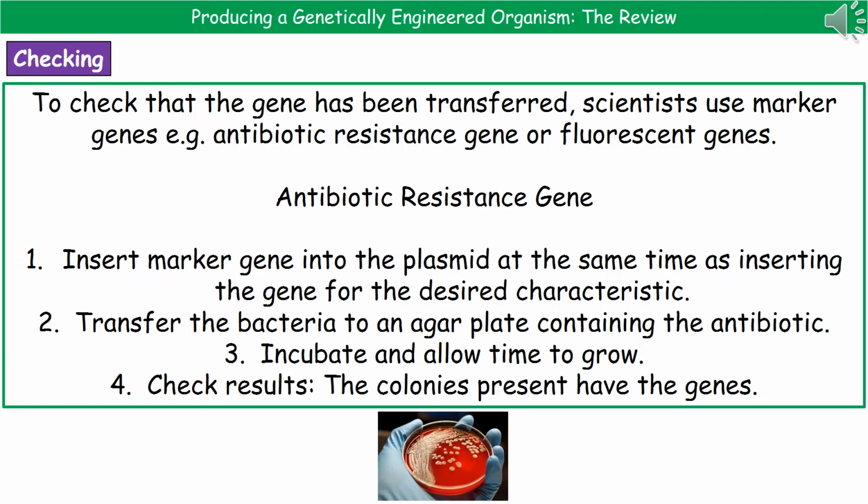So if we go through the antibiotic resistance gene first of all, what we do here is we insert our marker gene, so the antibiotic resistance gene, into the plasmid at the same time as our desired characteristic gene. We then transfer that bacteria onto an agar plate that contains the antibiotic, and we incubate it to allow time to grow. Then, when we take it out after incubation, any colonies that are present have the antibiotic resistance gene, which means they also have our desired characteristic gene. So we can then take those colonies and grow them in large numbers.